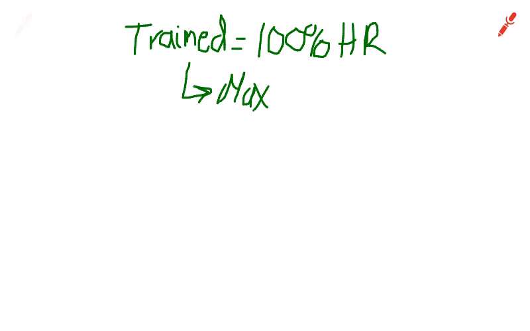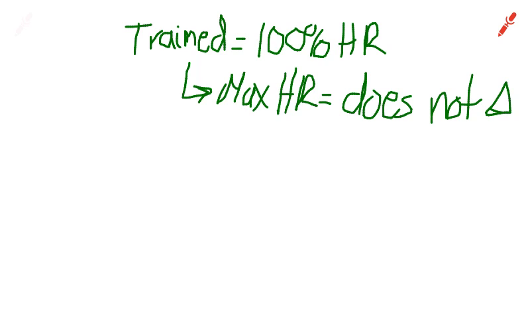Now, your max heart rate actually does not change. We'll put a little triangle delta there. So your max heart rate doesn't change. The reason is that everyone has a certain max heart rate, and no amount of training changes it. You're stuck with that heart rate. It's not like if you reach 200 beats per minute, which is a normal max heart rate for a 20-year-old, you train your ass off for 6 months, and now your max heart rate is 205. That's not how it works. Your max heart rate is your max heart rate. It's the maximal strength of your muscle. The only thing that changes your max heart rate is age.